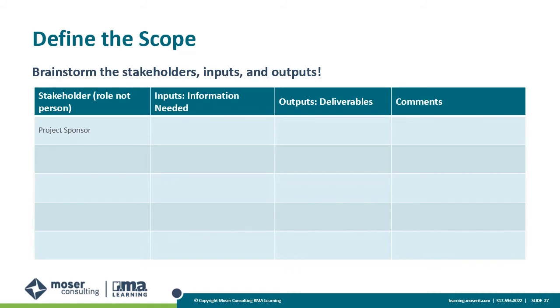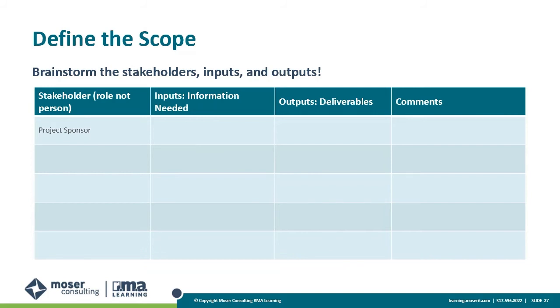As the project manager, you need to keep track of the stakeholders and what they are working on. So if you look at this chart, you can see the name of the stakeholder in the first column, what's going in the second column, what's coming out in the third, and then I always have comments because I'll always have some notes I'll want to put in there.